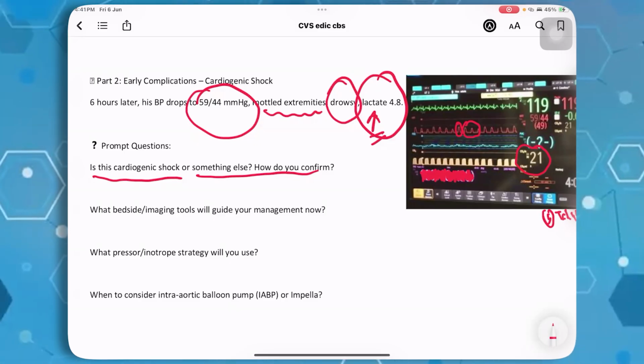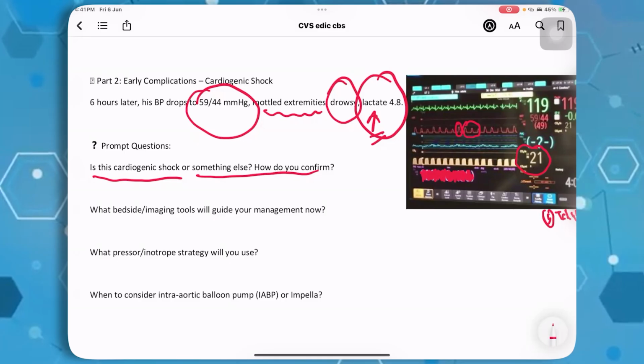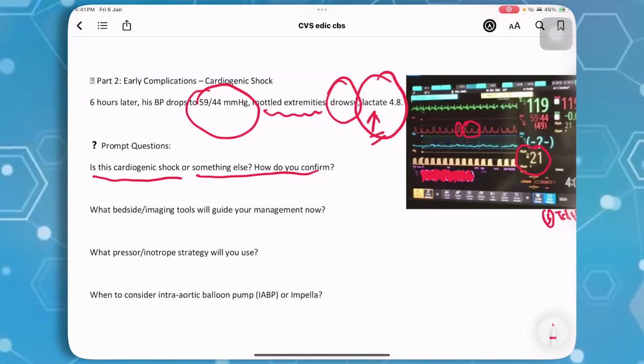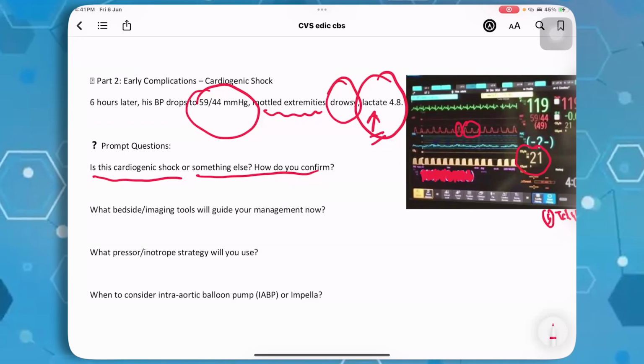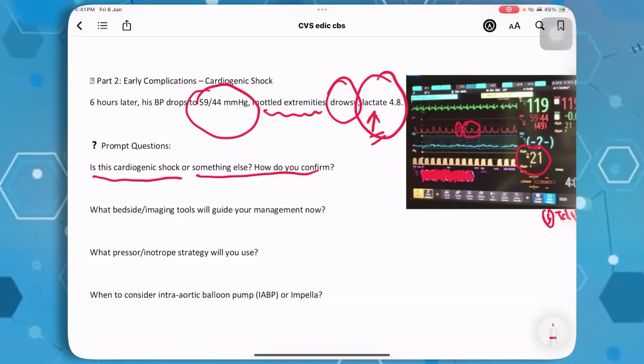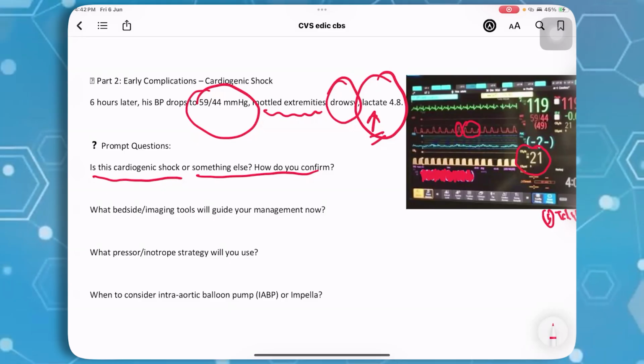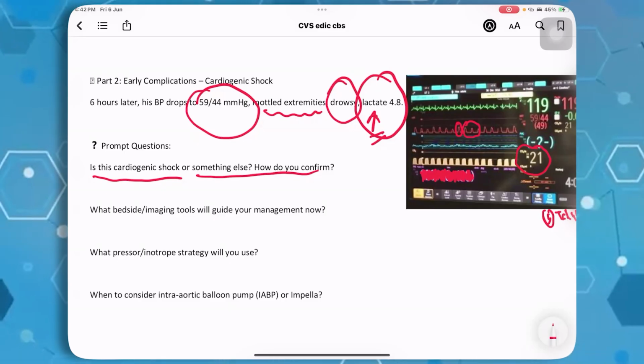Echocardiography is important. You can do an echo and check what is wrong with the myocardium. You can see the JVP. If the JVP is elevated, you are dealing with a cardiogenic shock. If the JVP is not elevated, you are dealing with hypovolemic shock. So it is very important to check the JVP.